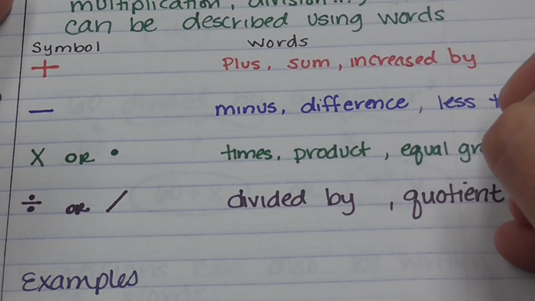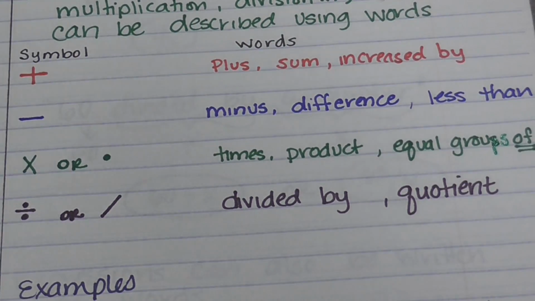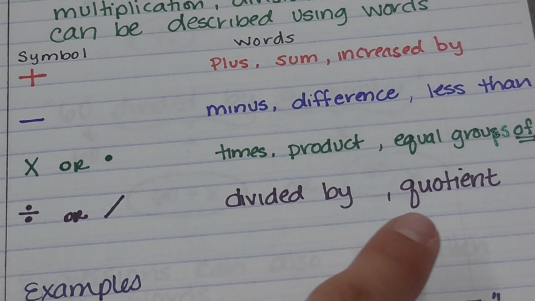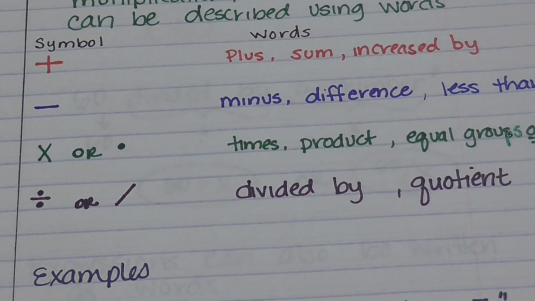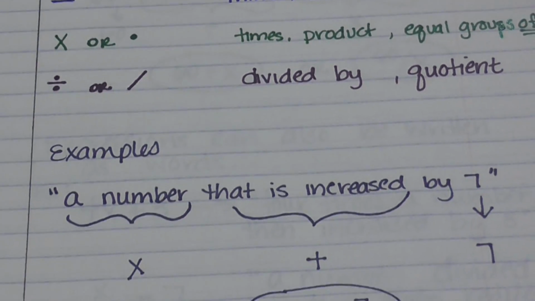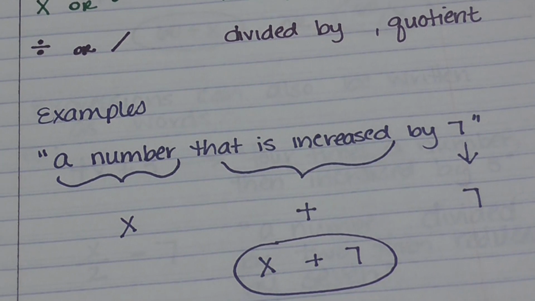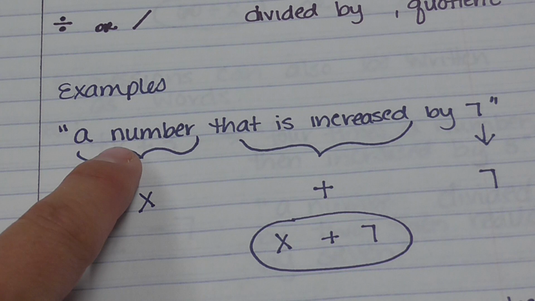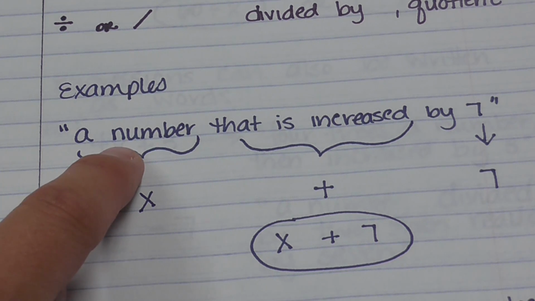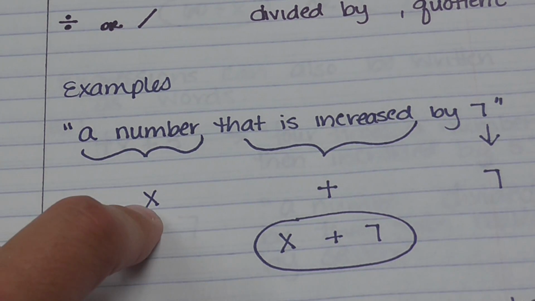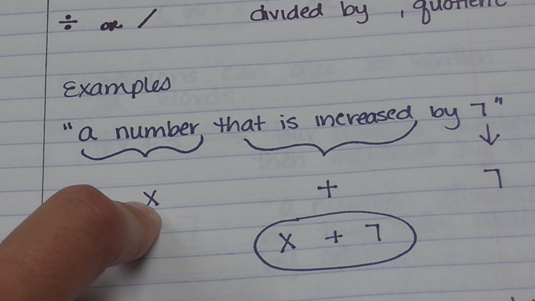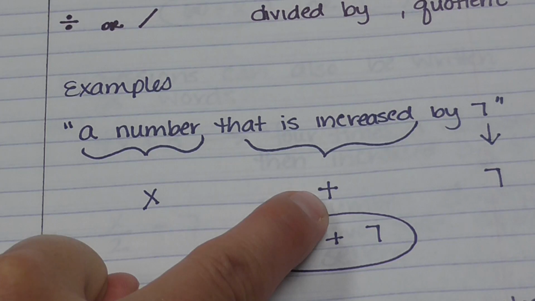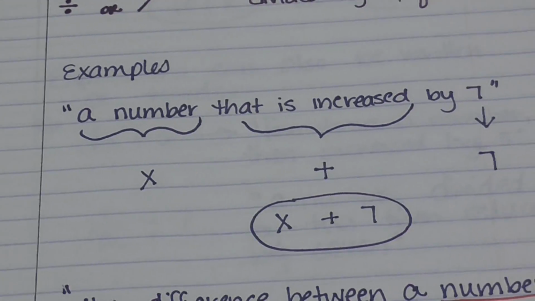Equal groups of. All right, then you got divided by, which is this, or a fraction bar could mean divided by or a quotient. So some examples of what you will see words changed into math. A number that is increased by 7. Whenever you see something that's really vague, like a number or some quantity, you are talking about a letter. That's where your variable is going to go. So x that is increased by, that's a plus 7, x plus 7.